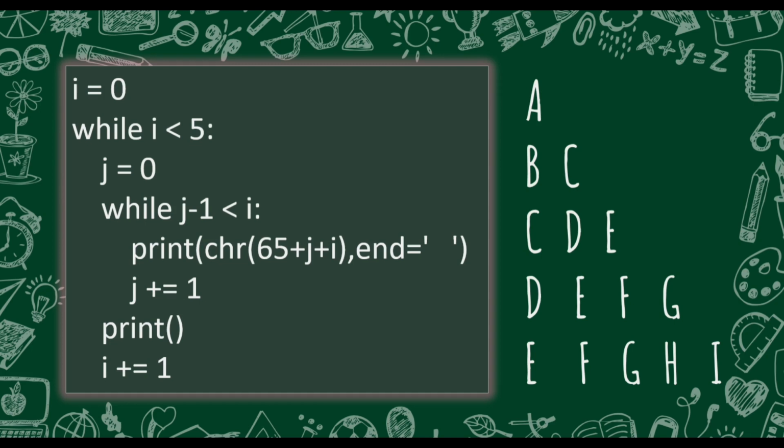We will see how to print alphabet right angle triangle pattern. Let's move to Visual Studio Code and execute this pattern.